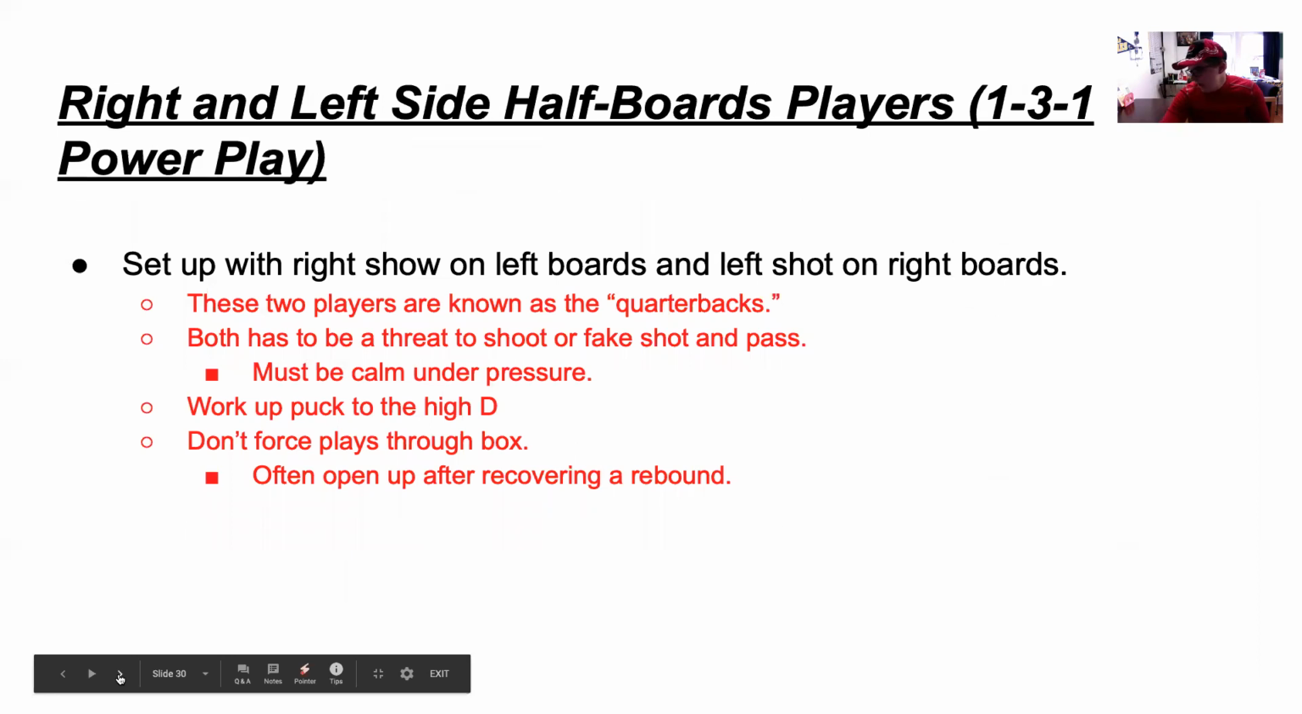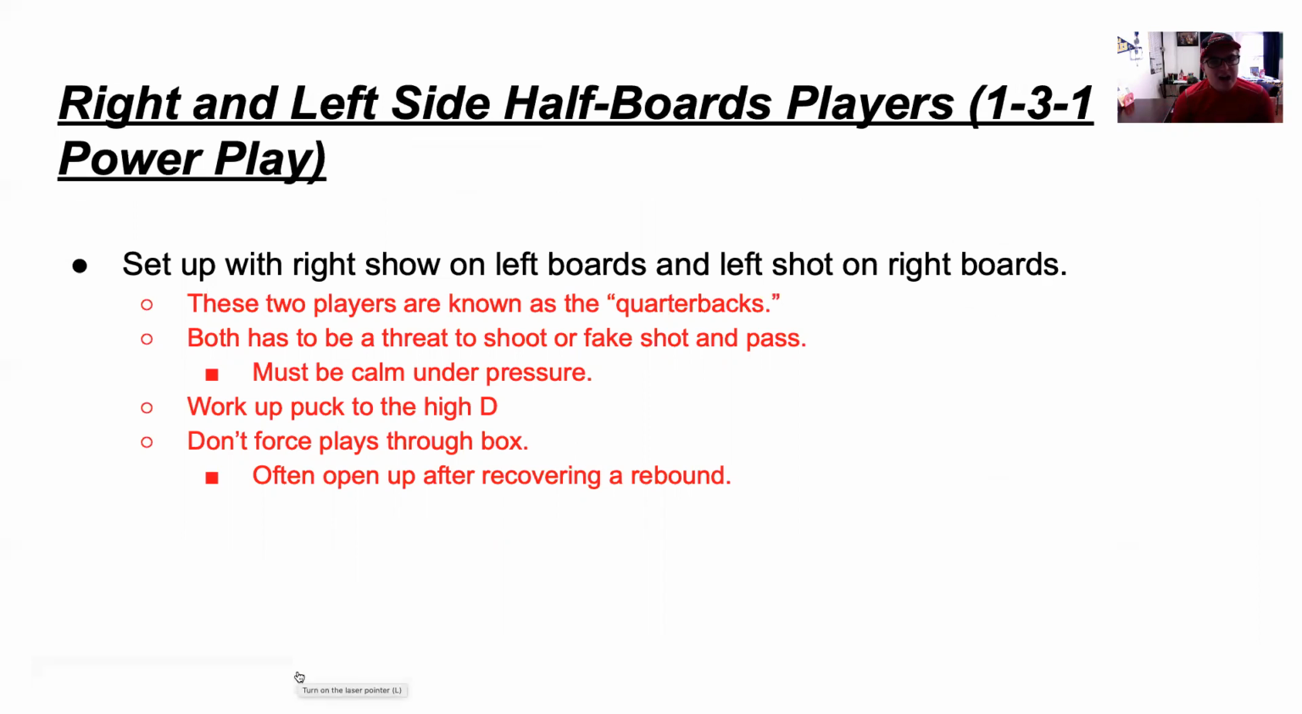And we got to be smart in our decisions. Okay, so we have the right and left side half board players. This is the 1-3-1 power play. So we have to set up with the right shot on the left boards and left shot on the right boards, because if we have that, we get that one timer in. And these two players are known as the quarterbacks, because what this means is they're protecting the puck from going out of the zone. And both have to be a threat to shoot or fake the shot and pass, and must be calm under pressure.